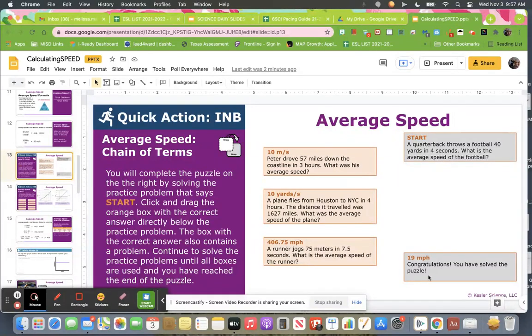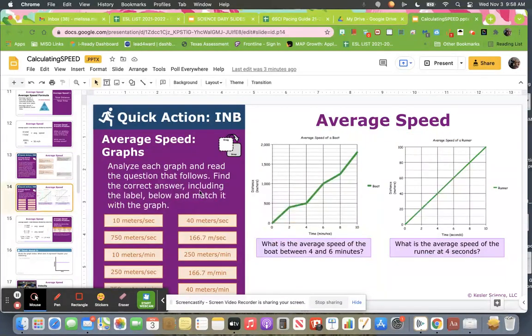Then the box with the correct answer also contains a problem. Continue to solve the practice problems until all the boxes are used and you have reached the end of the puzzle. This is the start, and you're putting these in order to get to the end. The last one says congrats, you've solved the puzzle.